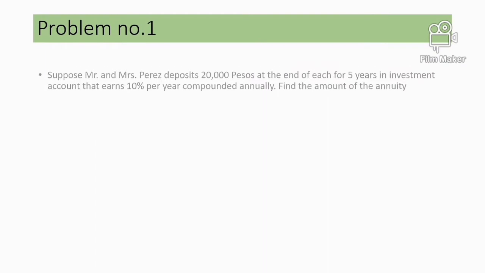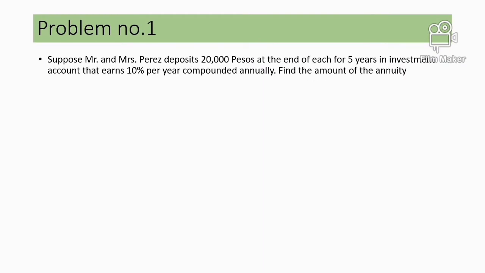Problem number one. Suppose Mr. and Mrs. Perez deposit 20,000 pesos at the end of each year for 5 years in an investment account that earns 10% per year compounded annually. Find the amount of the annuity.